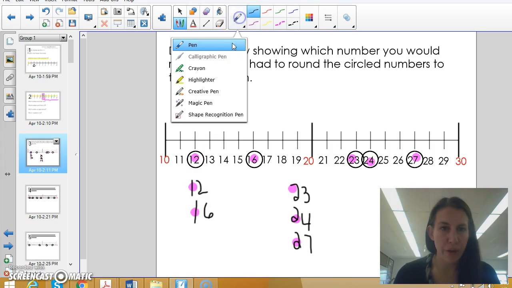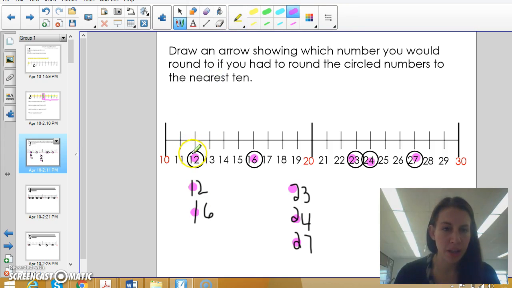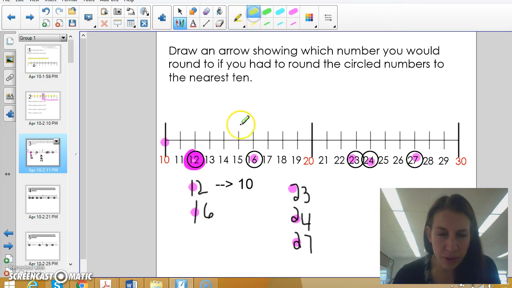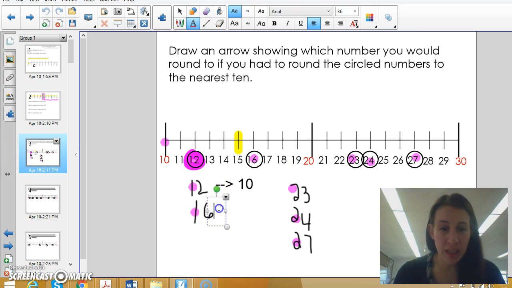So let's take a look at 12. If we look on our number line right here, 12 has 1 ten, 2 ones. It is definitely closer to 10. So we would round that number to 10. 16, let's take a look at 16. We know that 5 is right in the middle, so 15 is right in the middle. 16 is closer to 20. So if we were to round that number up, 16 would round to 20.